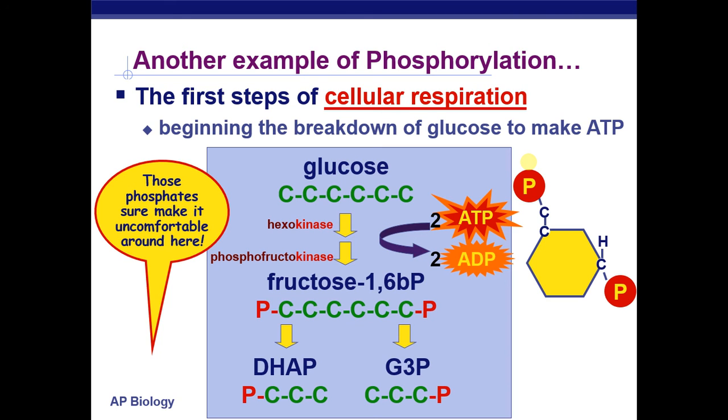So we're going to go over this in more detail next week, but I just want to insert this example here so you can have two different views of how phosphorylation is used in transferring the energy from ATP to other substances that then become destabilized so that they can go through chemical reactions.